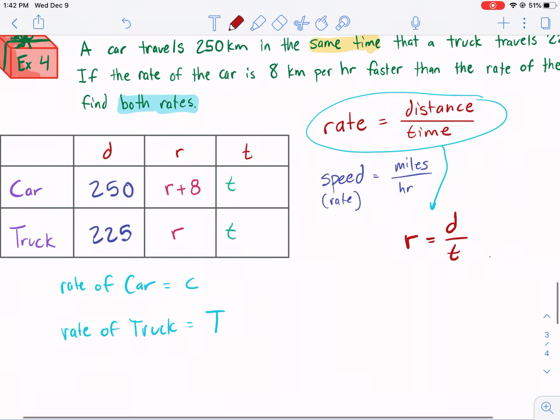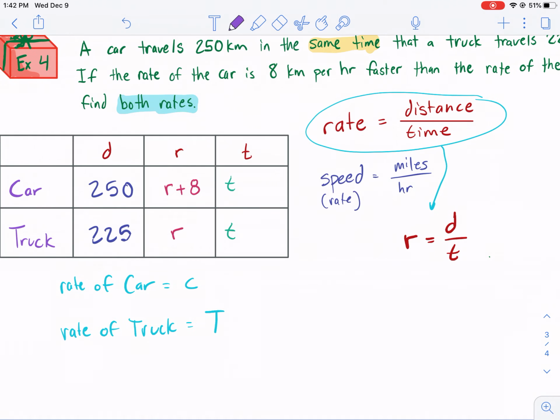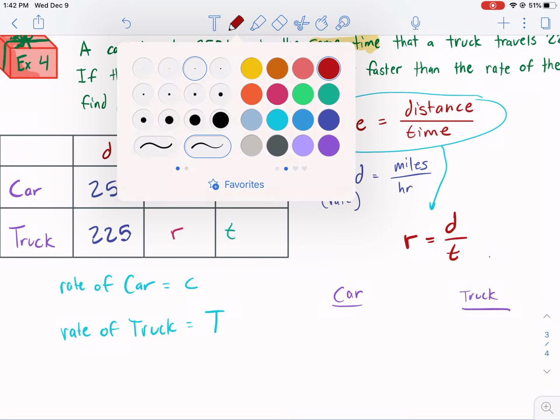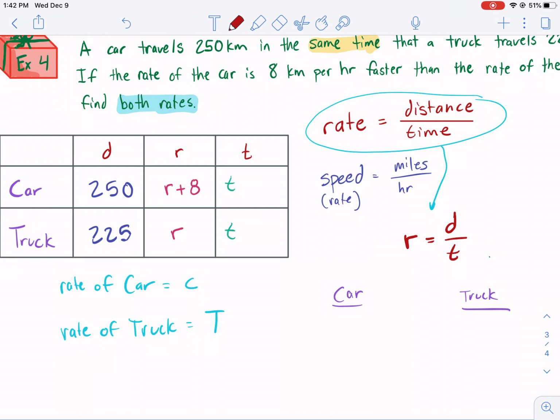Now, I'm going to set this up for two different problems. I'm going to say the car over here on the left. I'm doing this one a little bit differently than I did the other examples, if you may have noticed, and the truck on the right. So my car's rate, as we already know, well, if we said R is the rate of the truck, then R plus 8 is going to be the rate of the car.